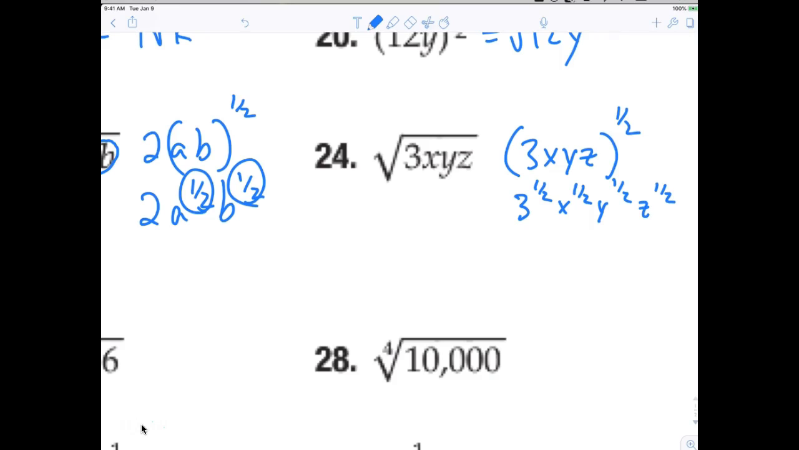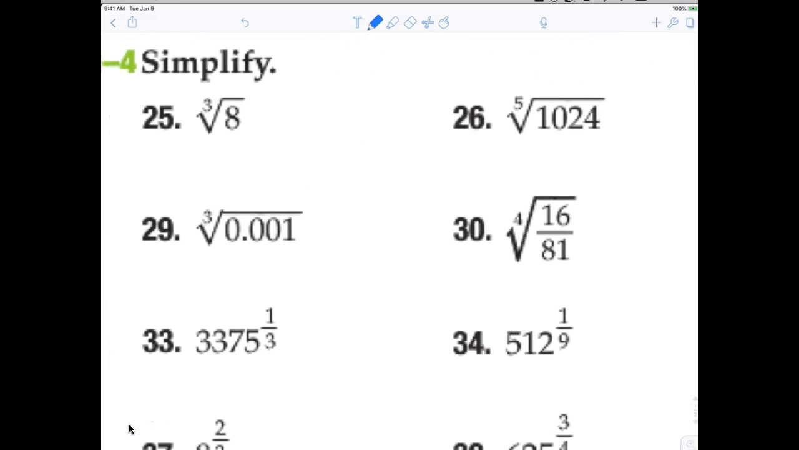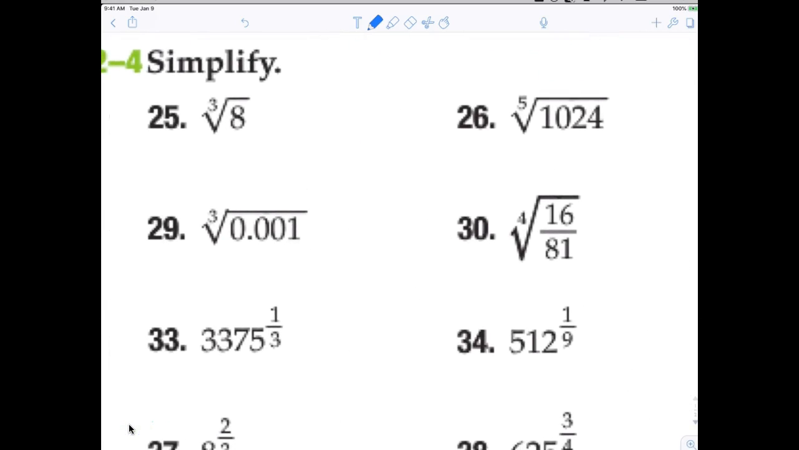All right. Now, I'm going to put it on pause just for a quick second. Okay, 25. We'll go back here. Connor. The cube root of 8 is what? Type it in on your calculator. 8.